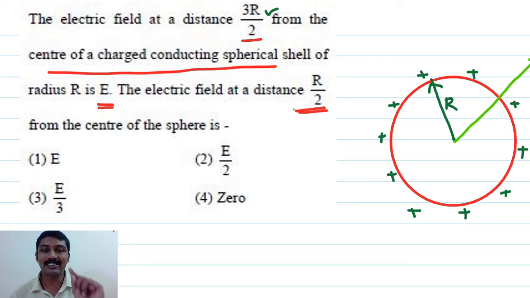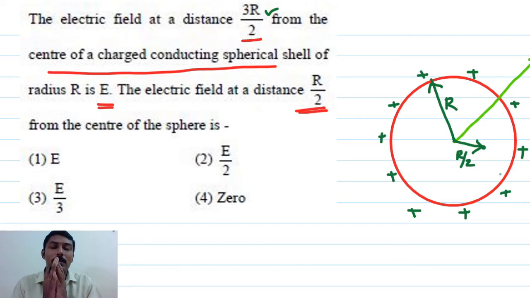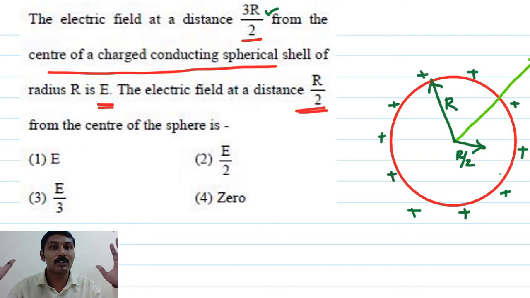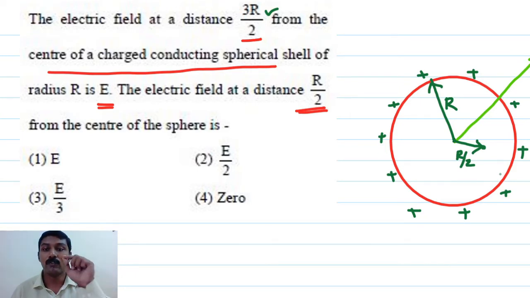The electric field at a distance R by 2 is at a point right inside the sphere. Since you don't have any charges inside the sphere, the electric field will be equal to 0. This is a concept connected to electric field. If you supply some charge on a conducting sphere, all the charge accumulates on the surface only, so there is no charge inside the sphere. The potential at the center and the potential on the surface are the same, so there is no potential difference between them. If there is no potential difference, the electric field is equal to 0. So the electric field inside, at this location, is 0. So the answer is 0.